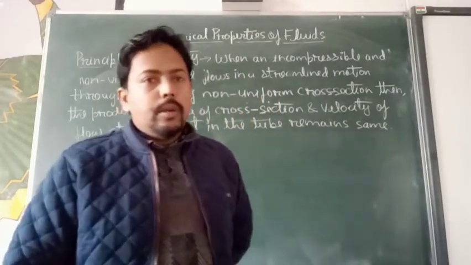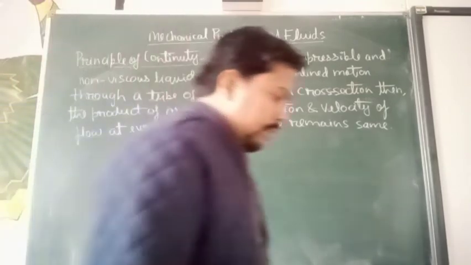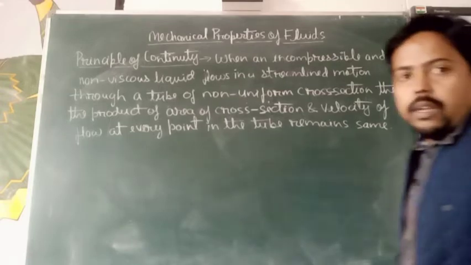The principle of continuity says that when an incompressible and non-viscous liquid flows in a streamlined motion through a tube of non-uniform cross-section, then the product of the area of cross-section and the velocity of flow at every point in the tube remains the same.